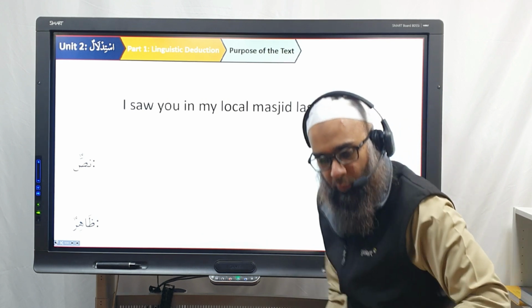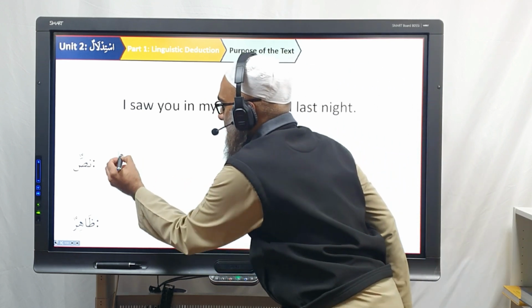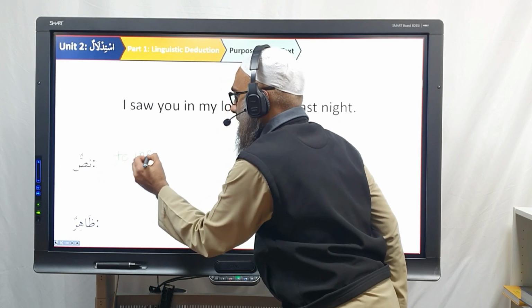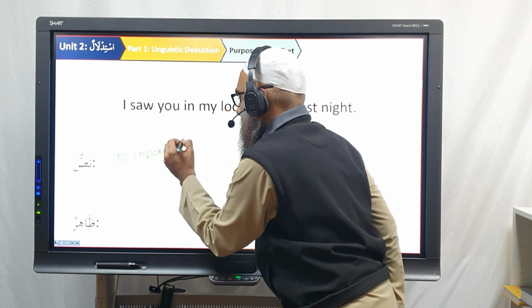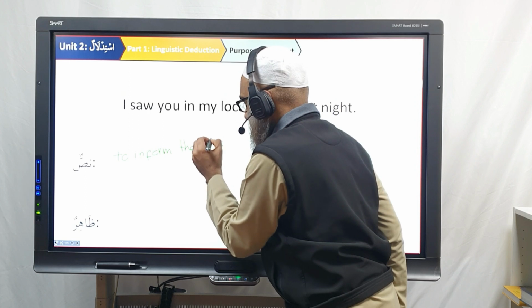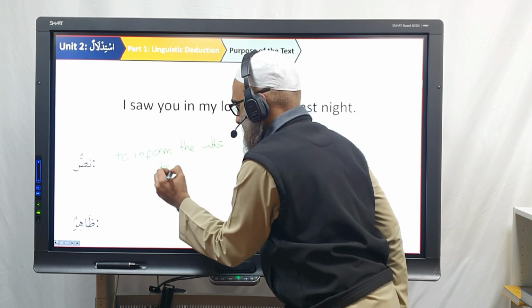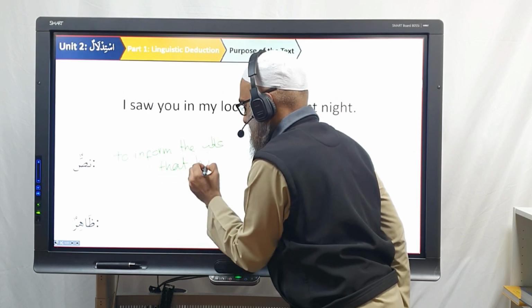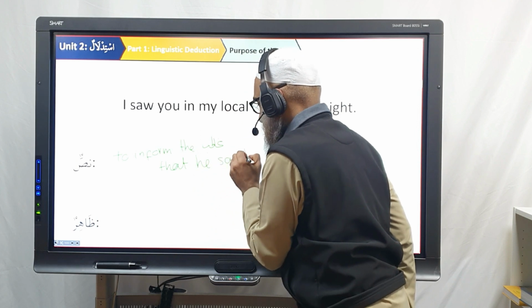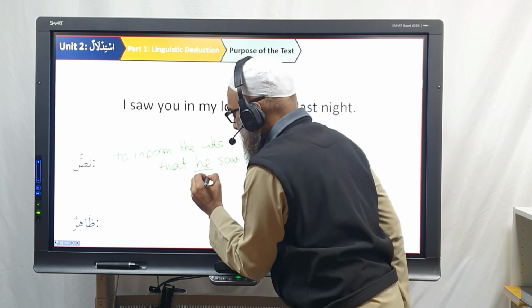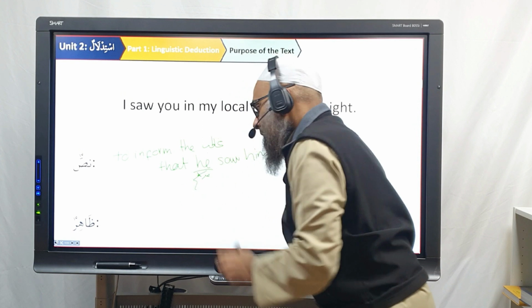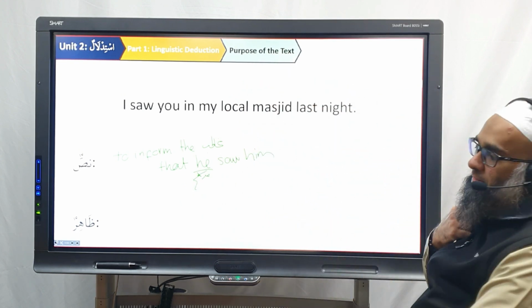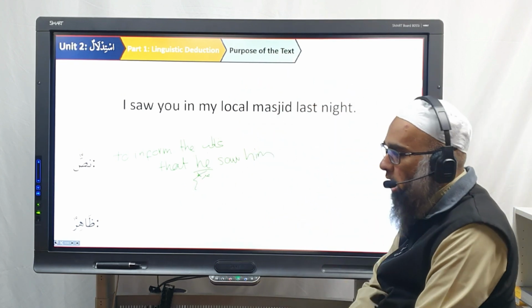So yeah, it's very obvious. We say here, the nas is to inform the mukhatab that the mutakallim saw him. What's the ظاهر? What else do you know from this?